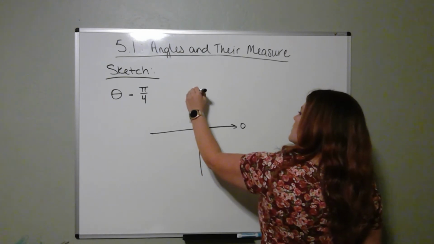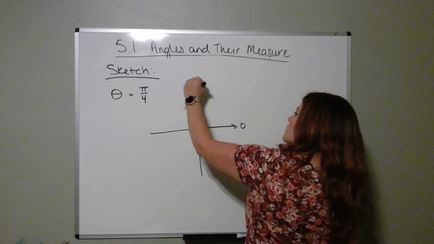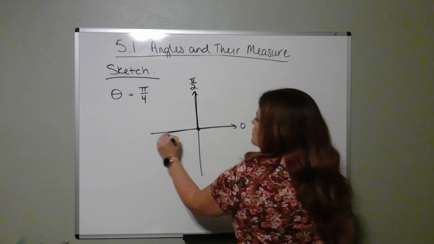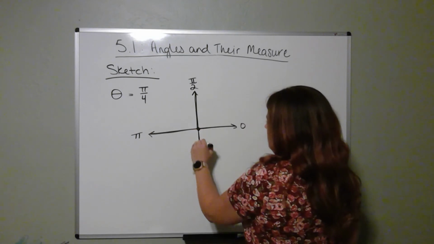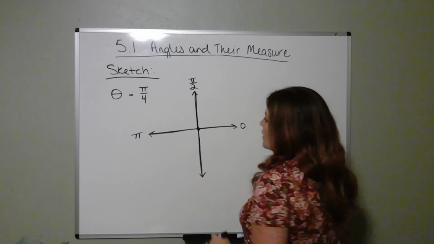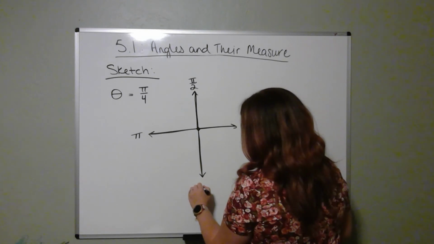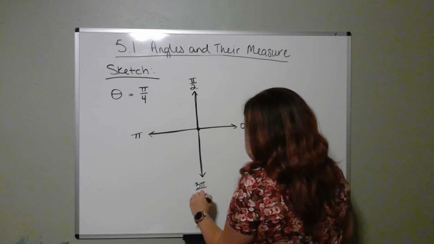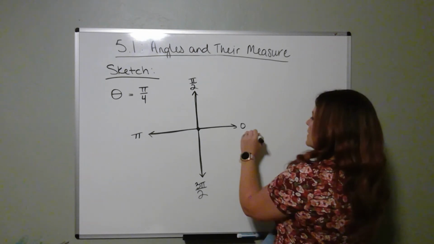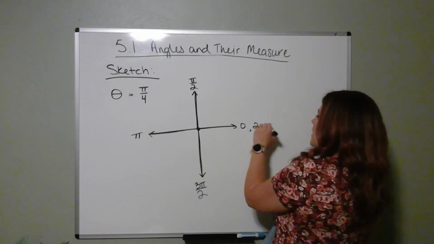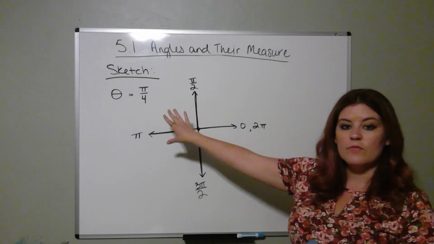What was straight up? What was the 90-degree radian equivalent? It was pi over 2, if you don't remember. Straight out at 180, that was pi. We didn't really talk about 270, but you would find out that the radian equivalent of 270 is 3 pi over 2. And then a full rotation is 2 pi. So we're going to keep these in mind as we sketch pi over 4.